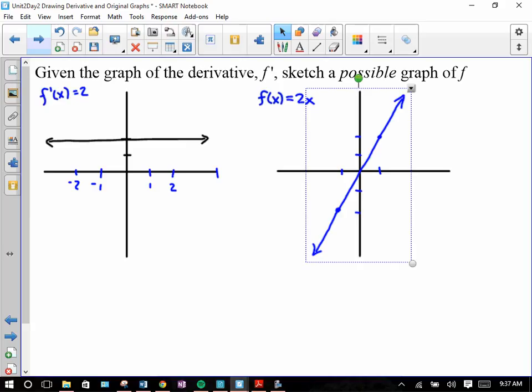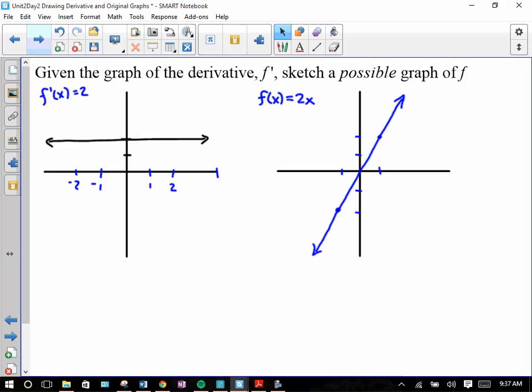So there's a graph of a possible function, right? Notice it says sketch a possible graph. All right. We sketched a graph of f of x equals 2x. But let me ask you this question. This is like getting way ahead of ourselves, because we're going to talk a lot more about this in January and February.